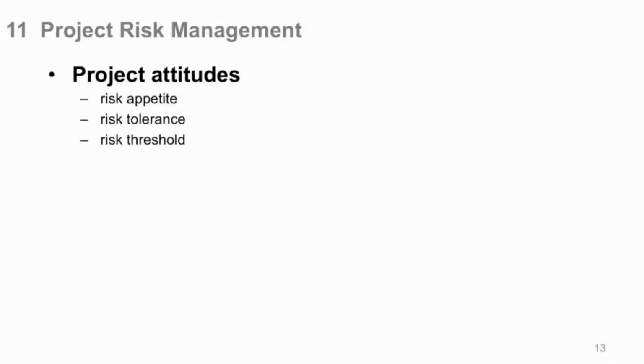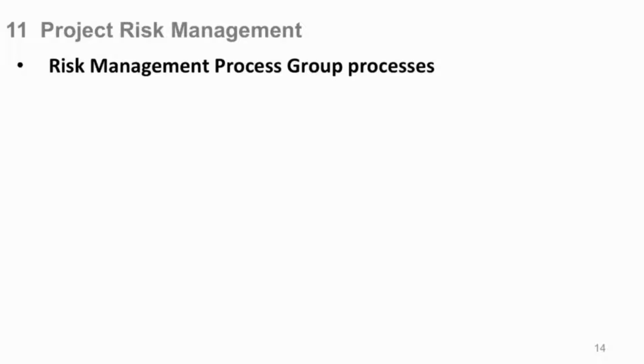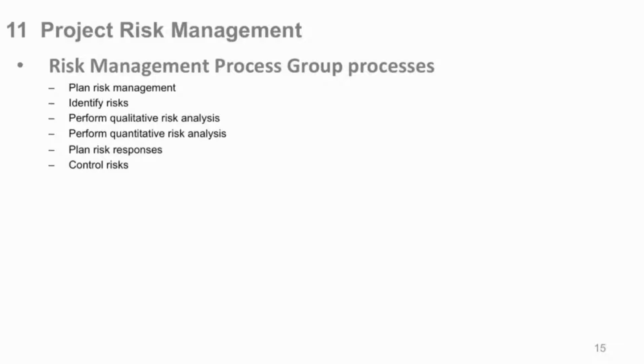There they are. So let's put these in the context of our Project Management Body of Knowledge process groups, particularly the risk management process group and its processes. These are the processes in risk management. First, we're going to plan how we're going to manage risk in general: the how-tos, the guidelines, how we're going to do all this other stuff.